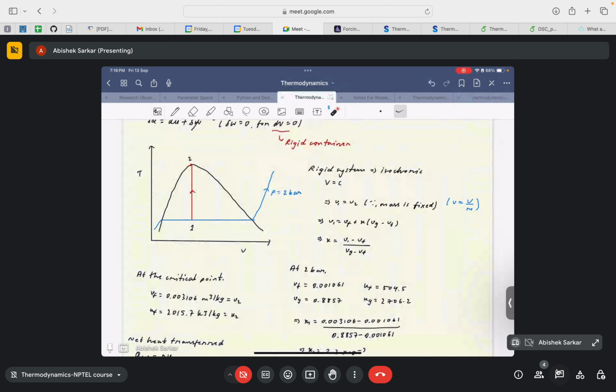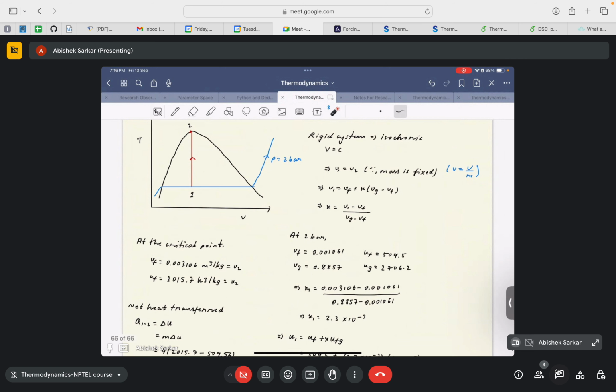At the critical state, from the steam table that was used by Professor Anand, we get that the specific volume of the fluid at the critical point is 0.03106 meter cube per kg. That is equal to V2. The specific internal energy at the critical point is 2015.7 kilojoule per kg. This is equal to U2.